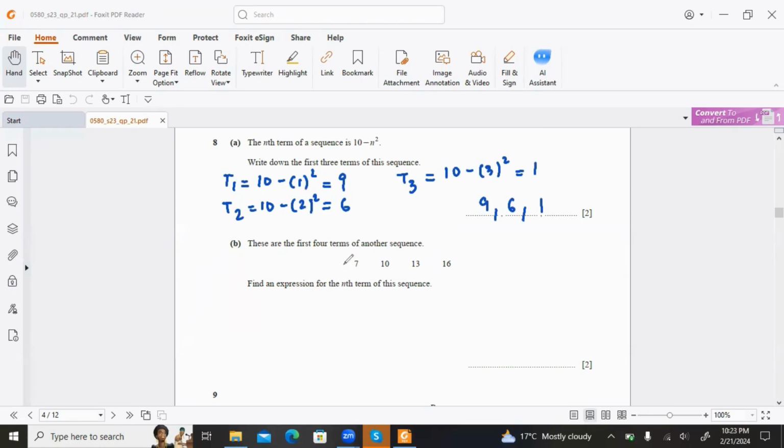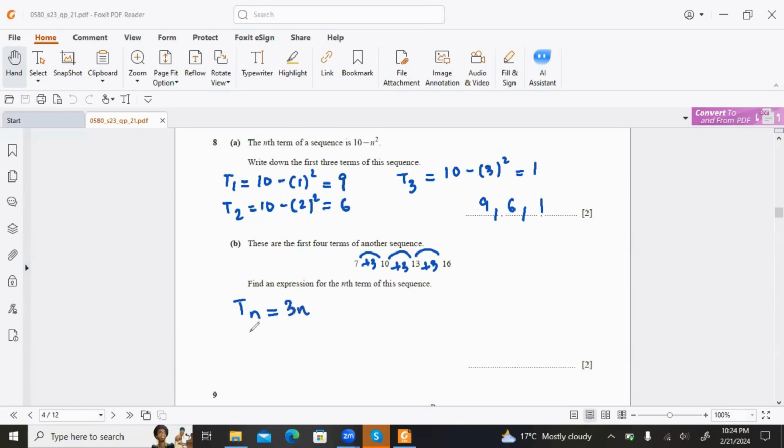Part B says these are the first 4 terms of another sequence: 7, 10, 13, 16. Find an expression for the nth term of the sequence. So first we need to figure out the common difference between each of these consecutive terms. Over here, we're adding 3. Again, we're adding 3, and again, we're adding 3, which means we have a common difference of 3. So whenever you have a common difference between consecutive terms in a sequence, what you can do is first multiply that common difference with n, which is the number of terms.